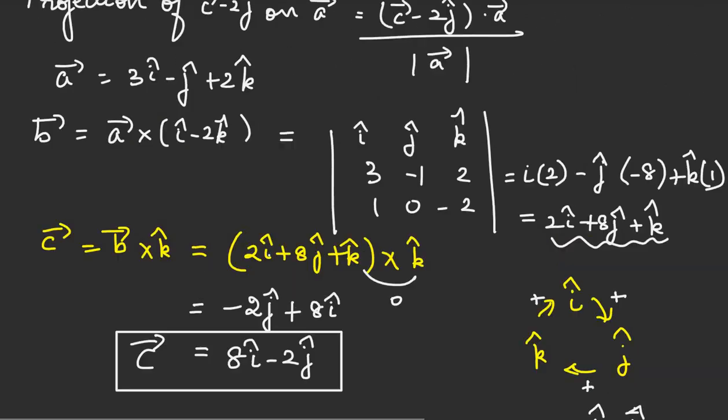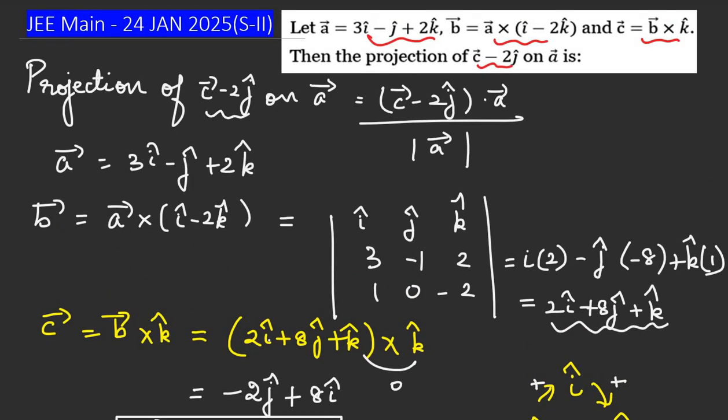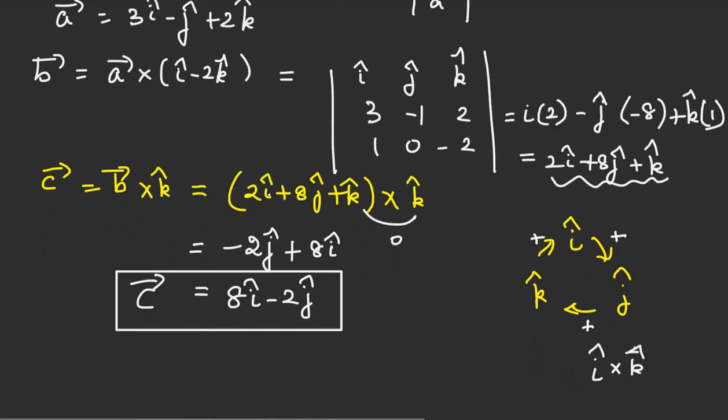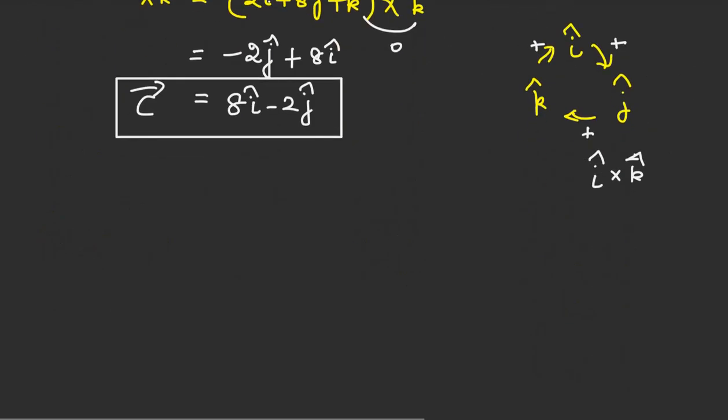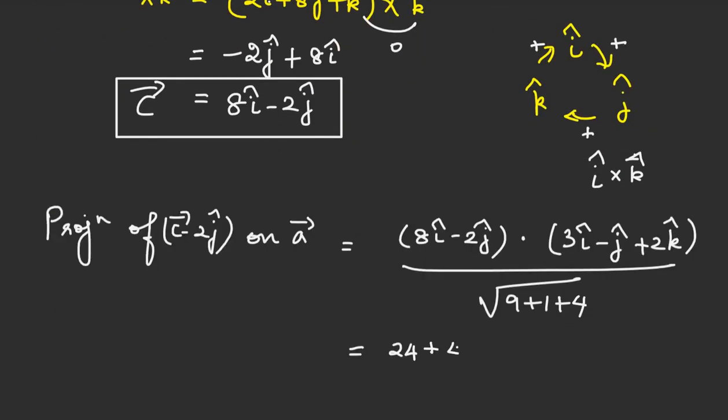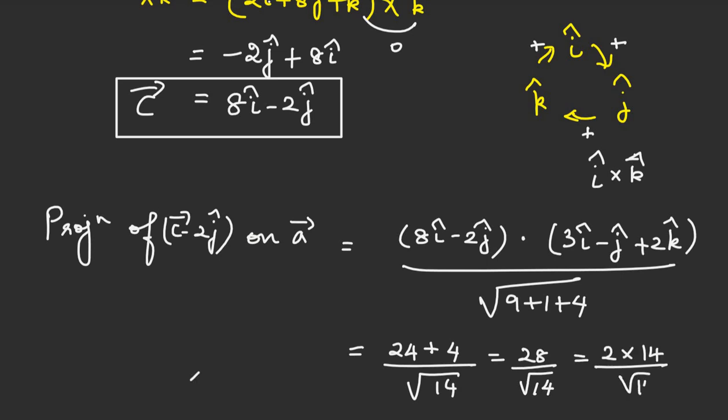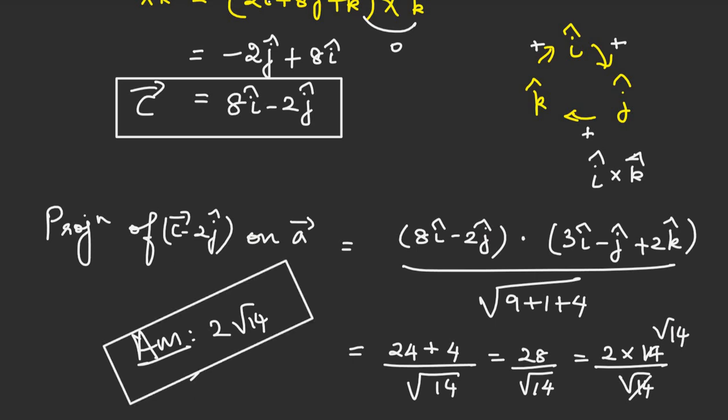Now moving on to the question, the projection of C − 2j on A will be equal to (4 + 4) divided by root of 14, which is equal to 28 divided by root of 14. This is equal to 2 times root of 14, and that will be our answer for the projection of C − 2j on A vector.